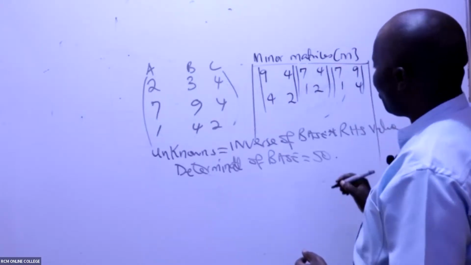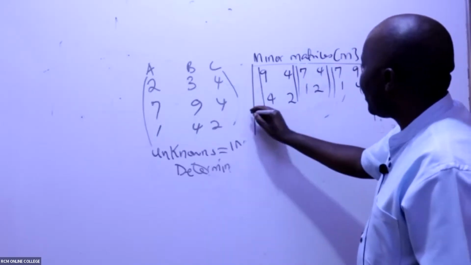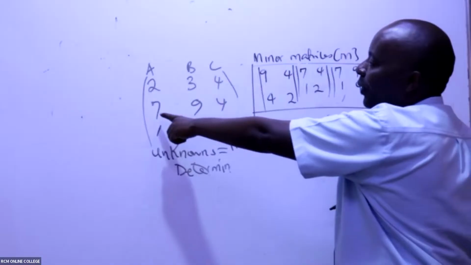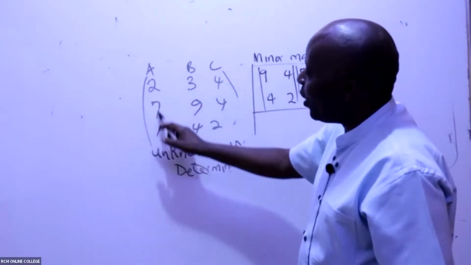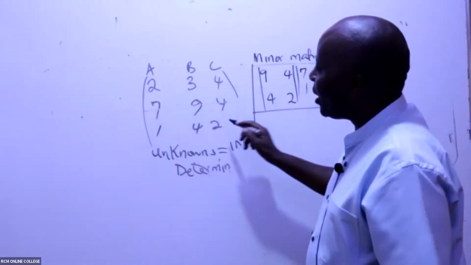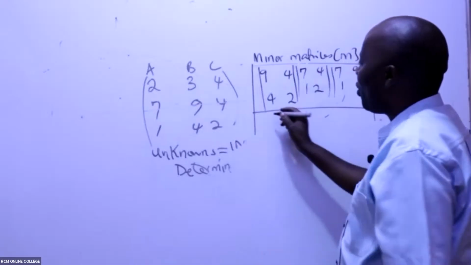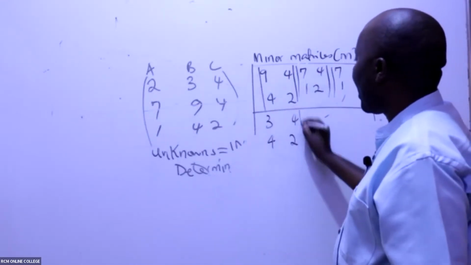Great. So you go to the second row. So the second row, what do we have here, ladies and gentlemen? I can see these numbers here. So now I want the minor for this. To get the minor for this, it's very easy. You hide this and you hide this. So if you hide this and this, we are left with this 3, 4. So we are left with 3, 4, and then we have 4, 2, like that.